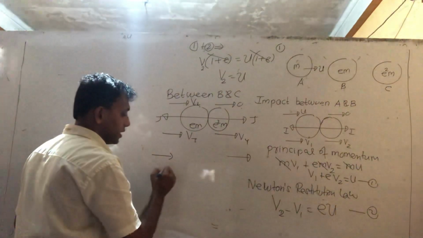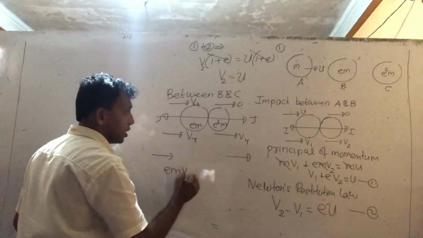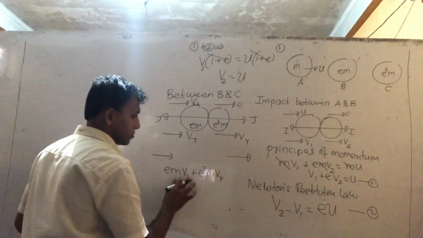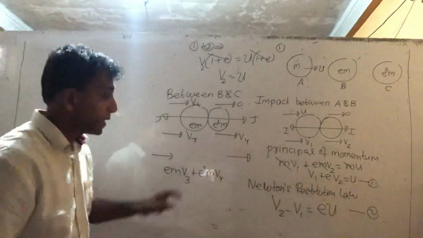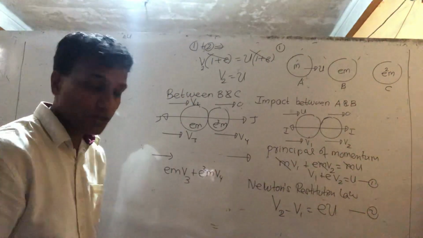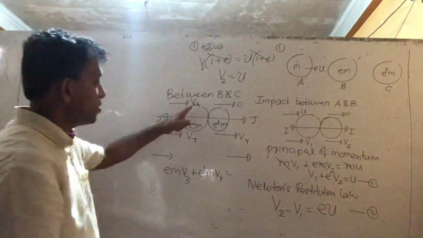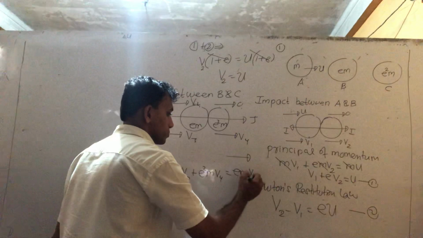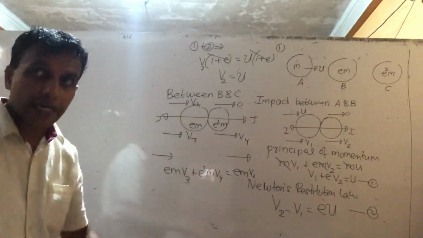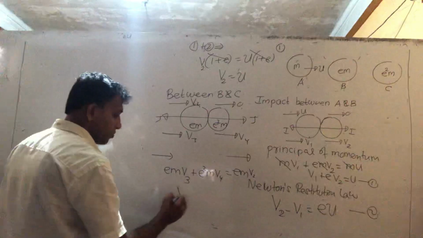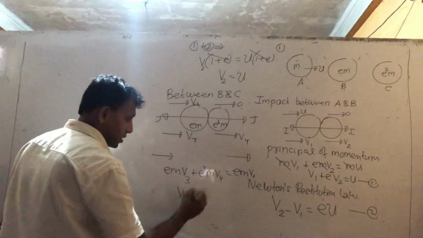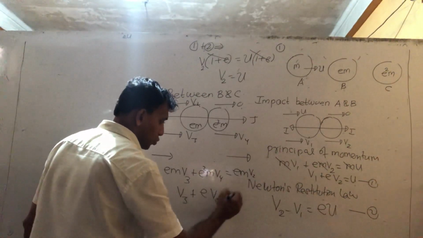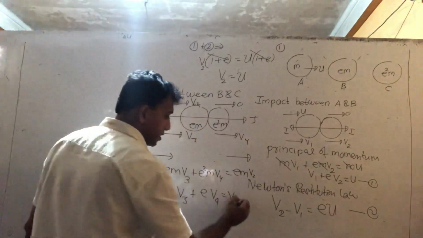Final momentum is em into v3 plus e square m into v4, equal to the initial momentum, which is em into v2. You can cut by the common factor em. So v3 plus e v4 equals v2. I call this my third equation.